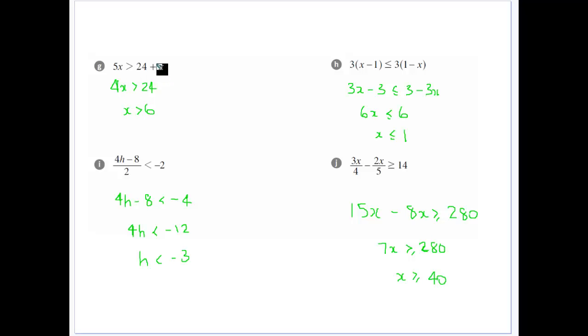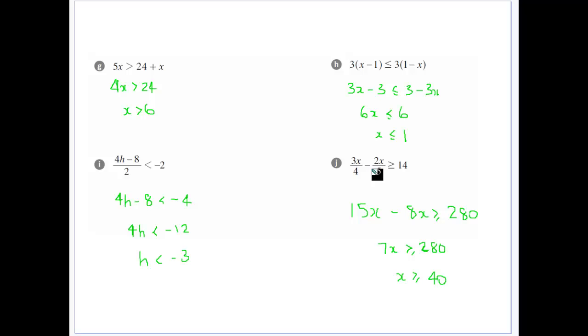This time again a little bit harder. 5x, we subtract x on both sides, and then divide by 4 to give us x greater than 6. Expand our brackets, we get 3x minus 3, 3 minus 3x, add 3x on both sides, add 3 on both sides, then divide by 6. We've got 2, multiply both sides by 2, so that's why we've just got 4h minus 8 less than minus 4, because that was multiplied by 2. Divide by 4 gives us h less than 3.